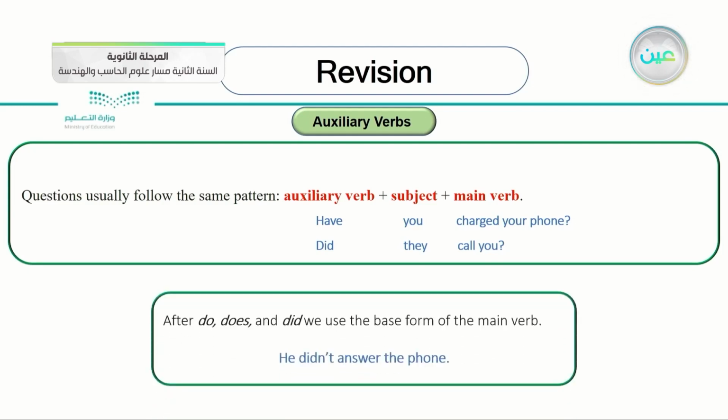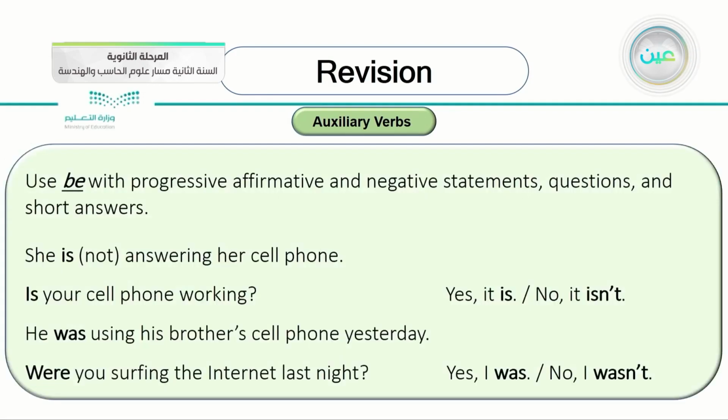After do, does, and did, we use the base form. Always remember this information. We use the base form after do, does, and did. For example, he didn't answer. The verb answer, although it's in the past, we don't write it in the past tense. Why? Because it came after the word did.